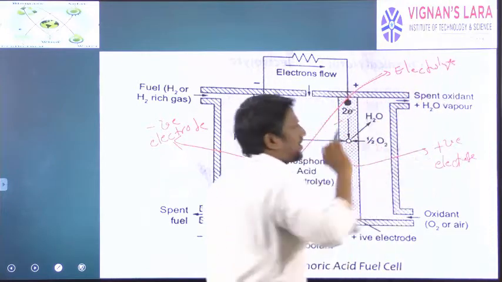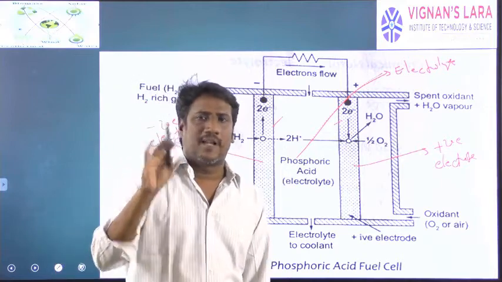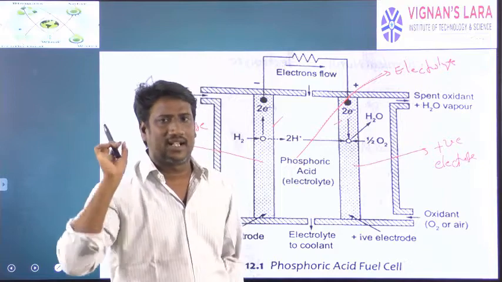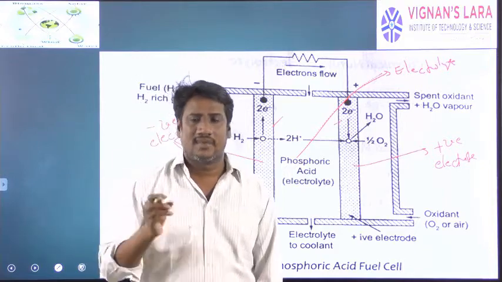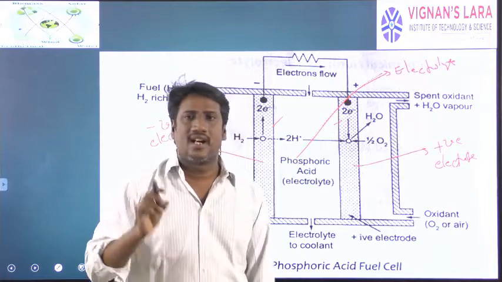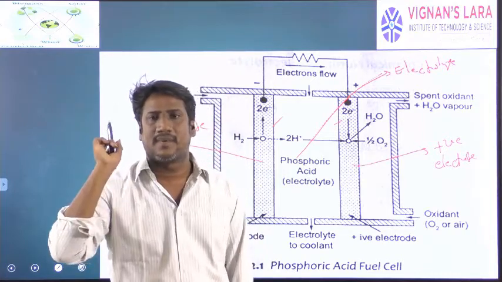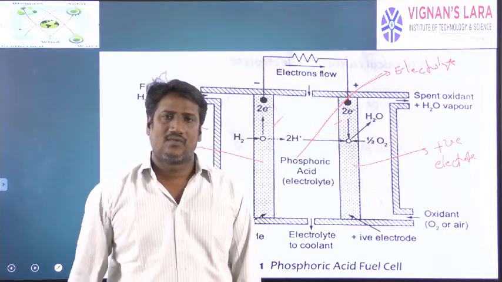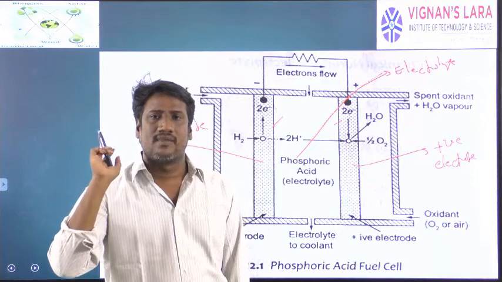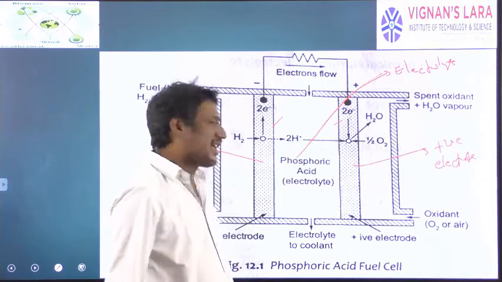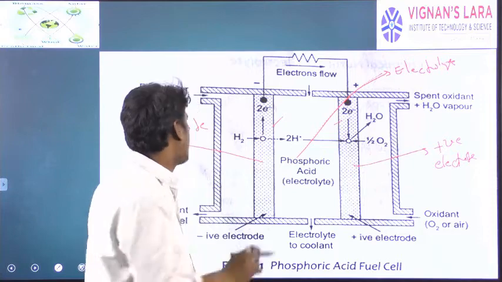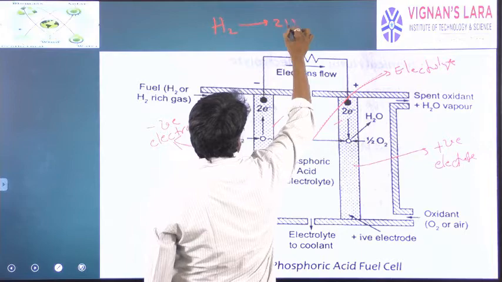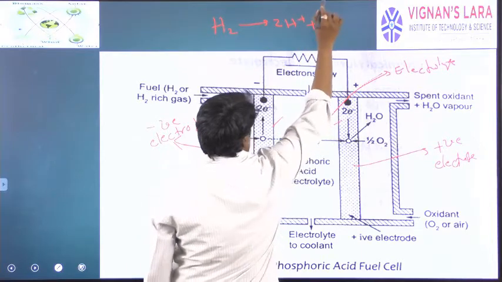Already we have discussed that the electrolyte has two purposes. The first purpose is to initiate the chemical reaction. Because of the phosphoric acid, hydrogen will be split into two hydrogen positive ions plus two electrons. The chemical reaction is initiated, and the hydrogen is converted into two hydrogen positive ions plus two electrons.